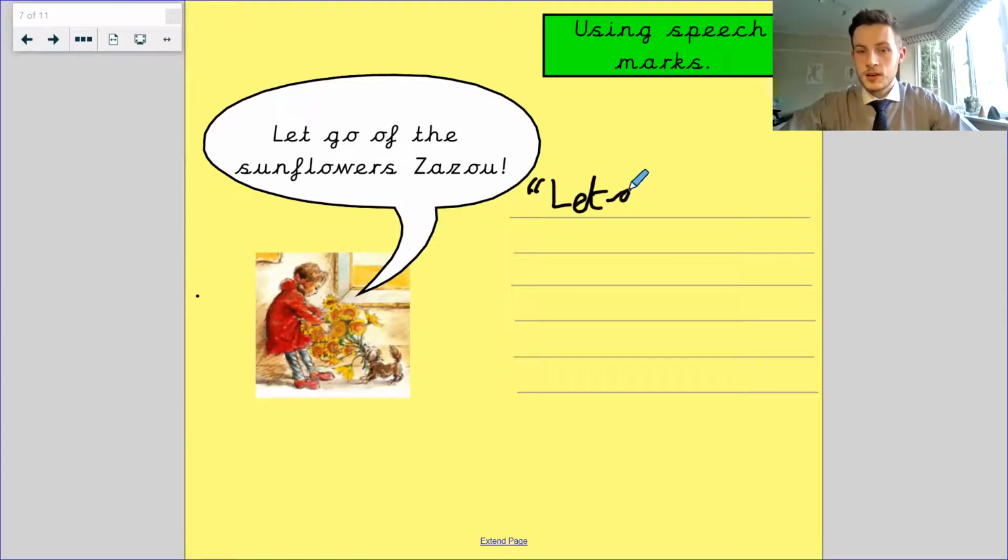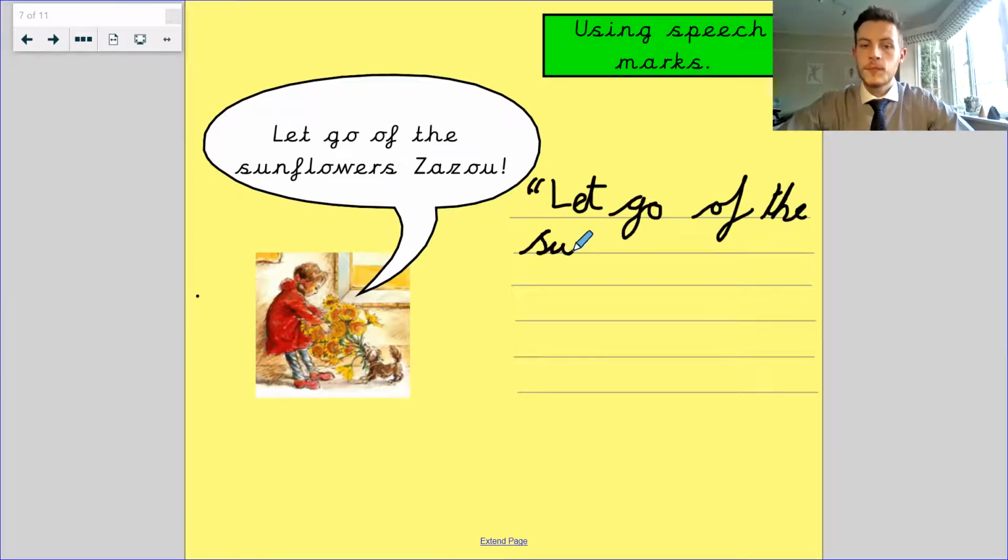Let me just move over onto the same line. Let go of the sunflowers. I'll keep my handwriting super neat. Sunflowers. And then I'm going to draw up another line so I don't squeeze it in. Zazu.